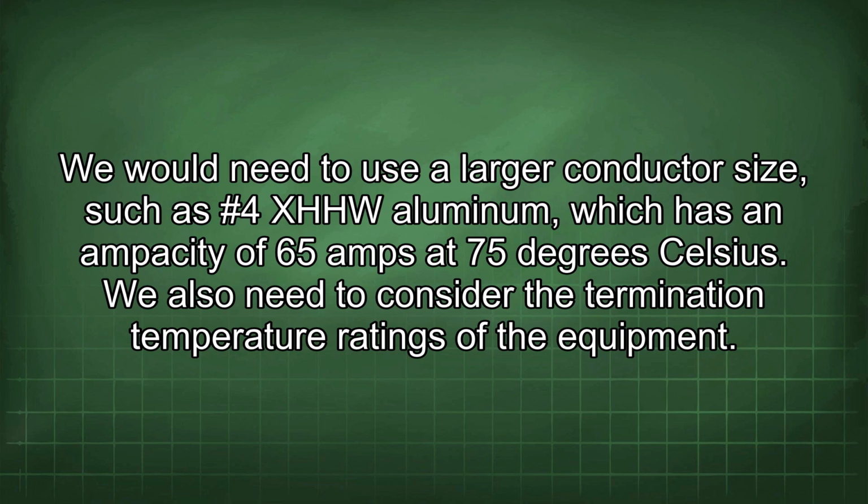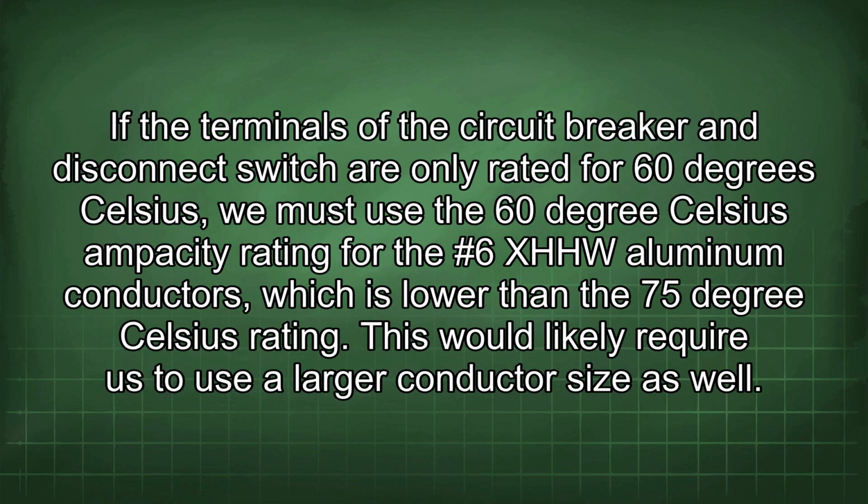We also need to consider the termination temperature ratings of the equipment. If the terminals of the circuit breaker and disconnect switch are only rated for 60 degrees Celsius, we must use the 60 degrees Celsius ampacity rating for the #6 XHHW aluminum conductors, which is lower than the 75 degrees Celsius rating. This would likely require us to use a larger conductor size as well.